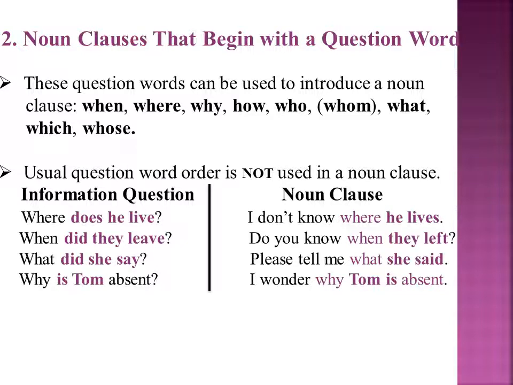Subtitle 2. Noun clauses that begin with a question word. These question words can be used to introduce a noun clause: when, where, why, how, who, whom, what, which, whose. Usually question word order is not used in a noun clause. Example, information question, where does he live? Noun clause, I don't know where he lives. Pay attention, we drop the does and it's incorrect to say I don't know where does he live. It should be I don't know where he lives.